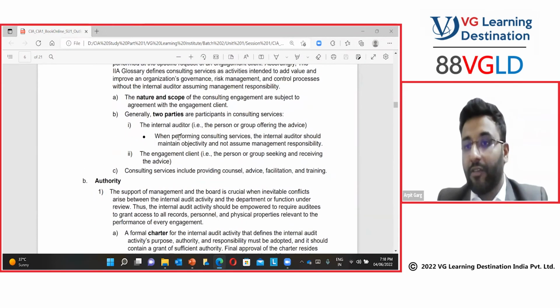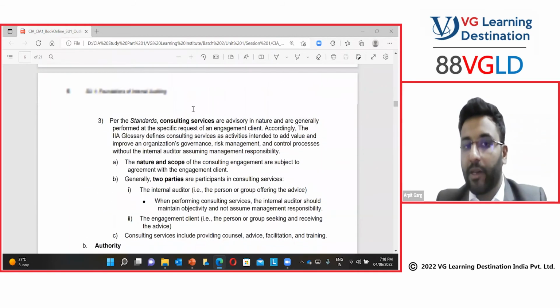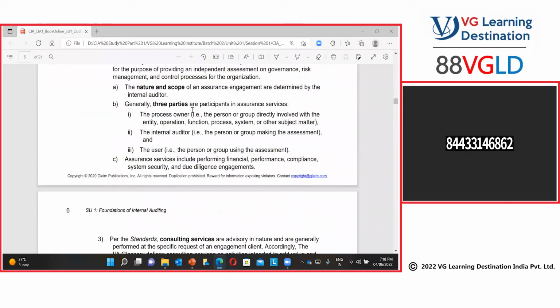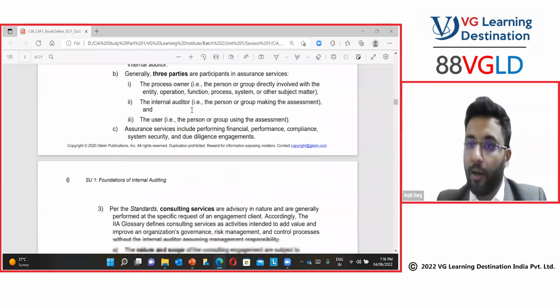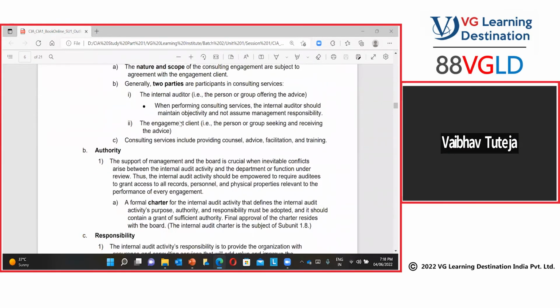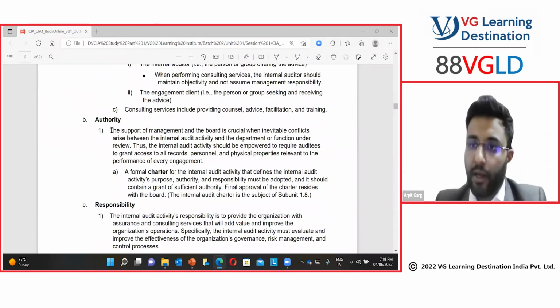So with that, we have kind of covered the purpose. I think we are clear with the purpose and the definition. We have covered the three important aspects here. We talk about assurance, we talk about consulting, we talk about blended engagement. Moving on now, next is authority. Now, again, this is very, very important. As I said, one important thing.